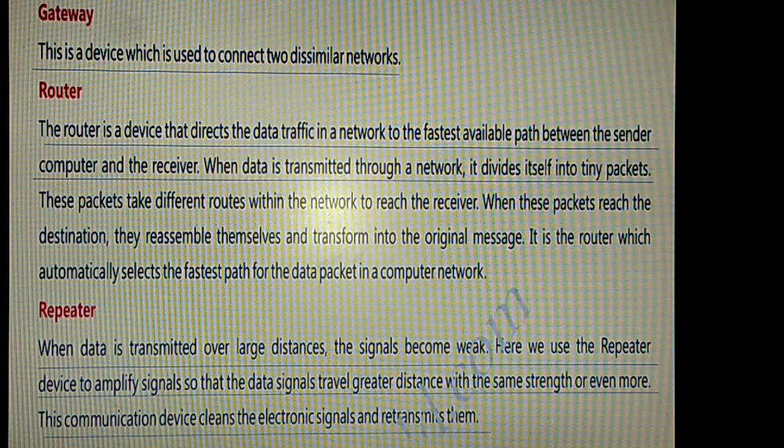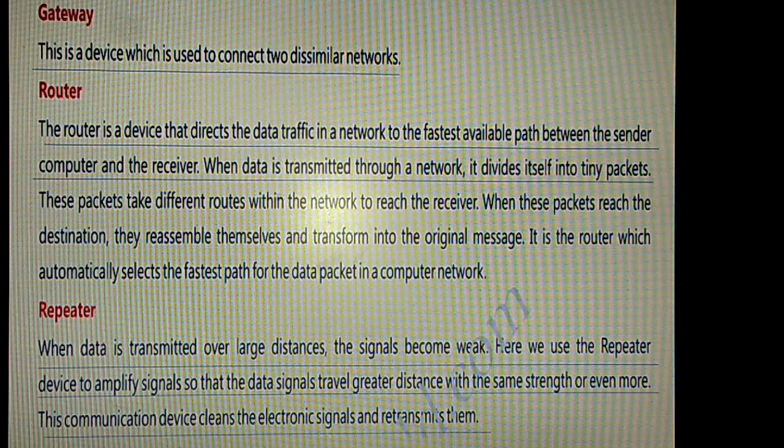When the data is transmitted over large distances, the signals become weak. Here we use the repeater device to boost the signal so that the data signals travel a greater distance with the same strength or even more. This communication device cleans the electronic signals and then retransmits them.